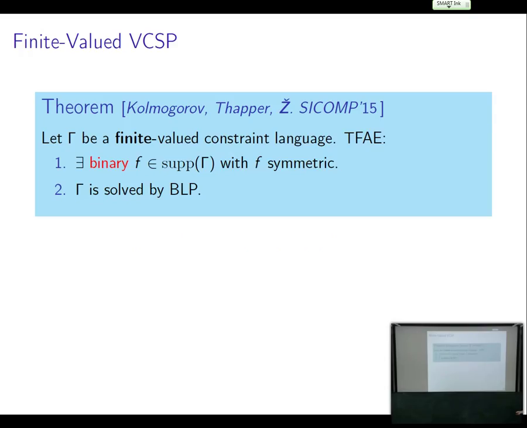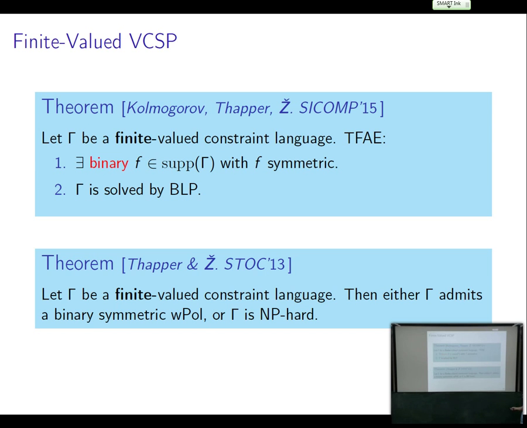But if you look at an interesting subclass of VCSPs, namely so-called finite-valued VCSPs, those are the ones where the functions are only allowed to take on rational values rather than infinite values. So these are purely optimization problems. The condition for being solved by BLP is simpler, certainly decidable, and it requires that in the support of gamma, there is a binary symmetric operation. That's enough. And as it turns out, it's a sufficient condition for tractability, but it's also necessary.